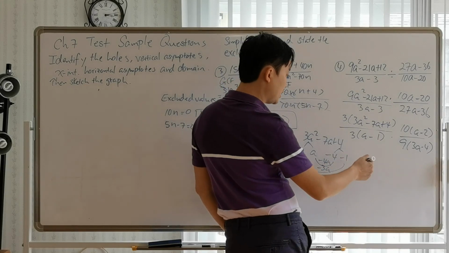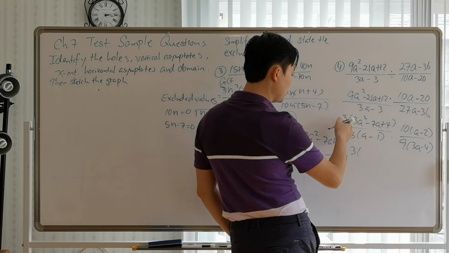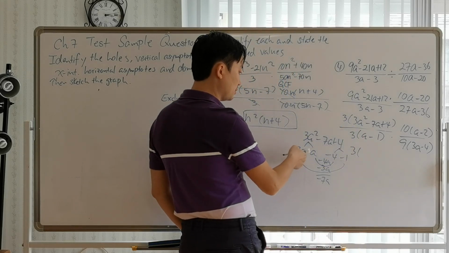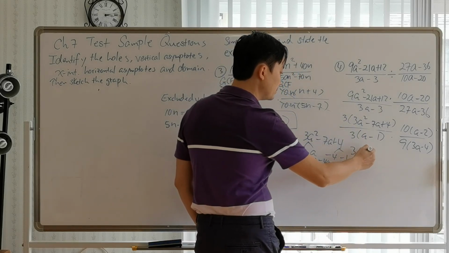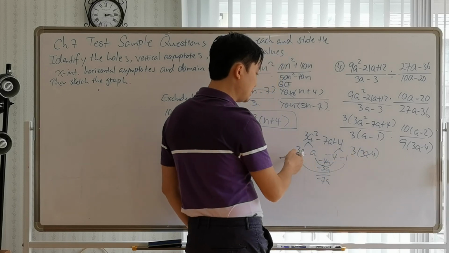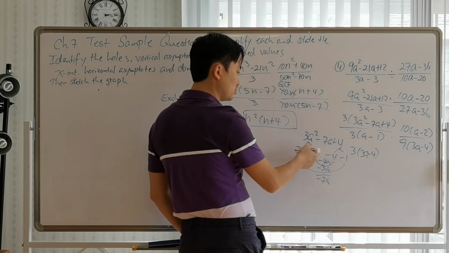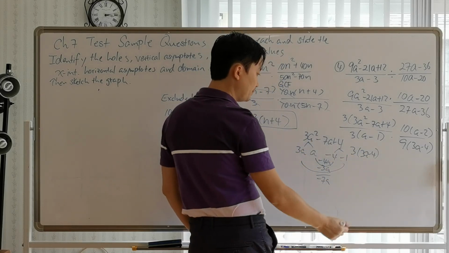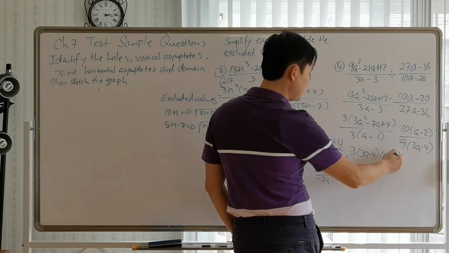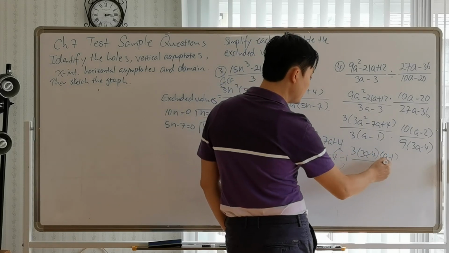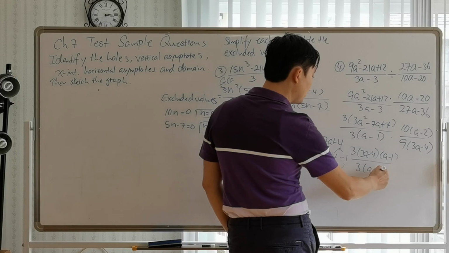So the way to put this together, it's 3 times, the 3 is just the greatest common factor. So 3a minus 4. Again, whatever the things that you have on the left-hand side of the factor trees, you want to put them together. And then a minus 1, the right-hand side. Everything else, just carry them over, bring it down.